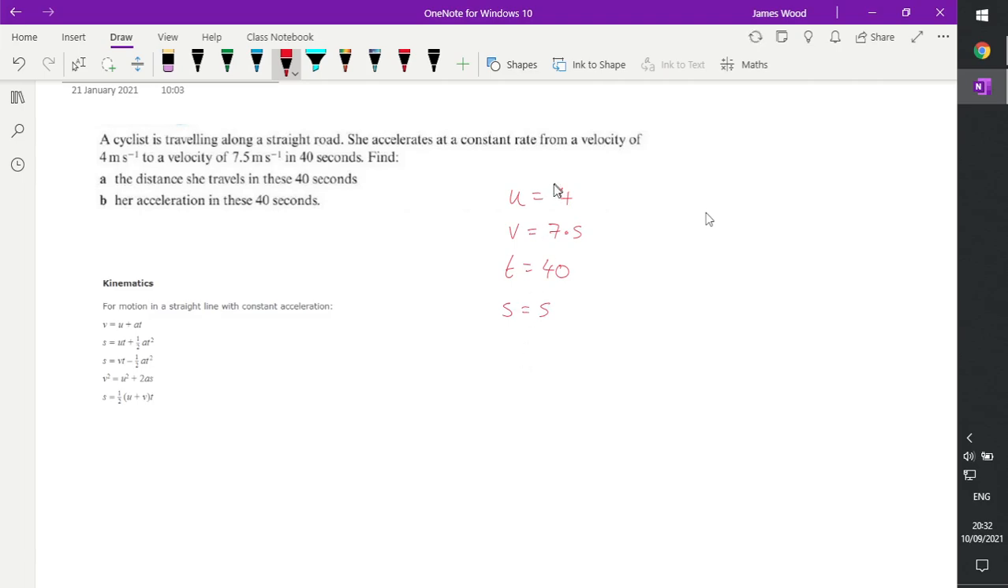Now, looking at the variables I've got, looking at the equations I've got, I think we can use s equals half u plus v t, because I don't know what the acceleration is. So s is then half 4 plus 7.5 times 40. I can calculate s. It gives me 230 meters.